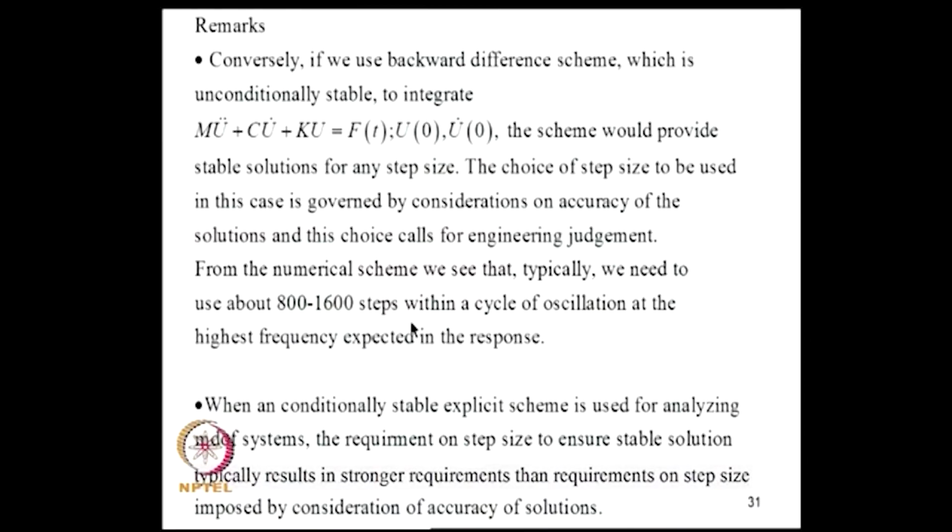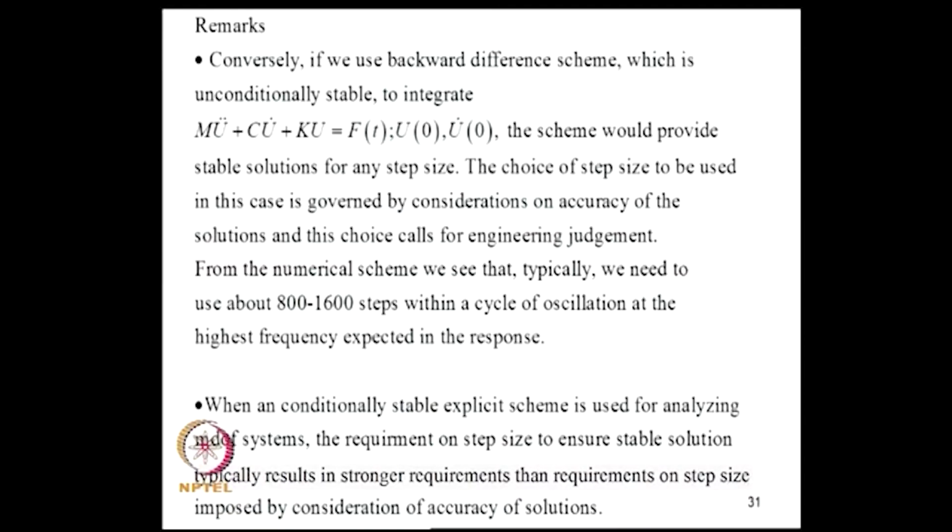Now, from the numerical schemes and the illustrations that we have shown so far, we see that about 800 to 1600 steps within a cycle of oscillations at the highest frequency expected in the response has to be used to get acceptable accuracy. Now, when a conditionally stable explicit scheme is used for analyzing multi-degree freedom systems, the requirement on step size to ensure stable solution typically results in more stringent requirements than requirements on step size imposed by consideration of accuracy.